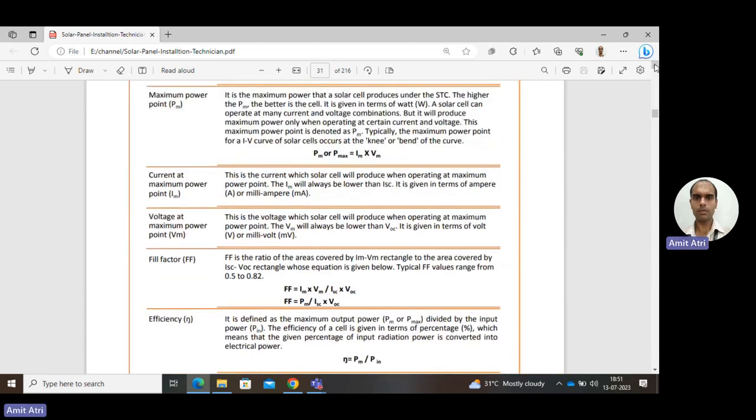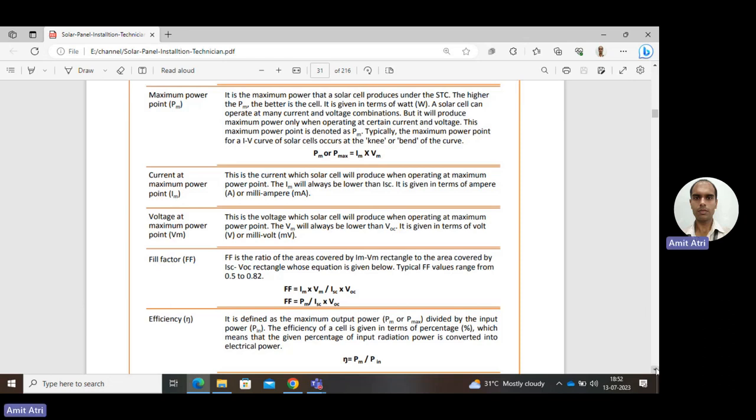Next is current at maximum power point, or Im. This is the current which the solar cell will produce when operating at maximum power point. Maximum power point is the point on the curve where we are getting the maximum power. So the specific voltage, that is voltage at maximum power point Vm, and the current at maximum power point Im.